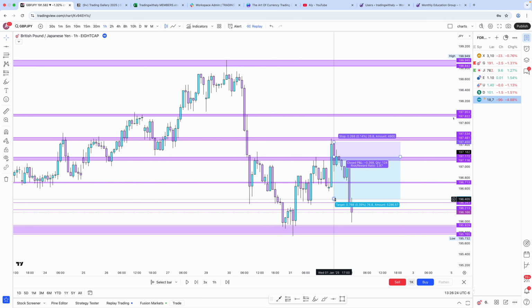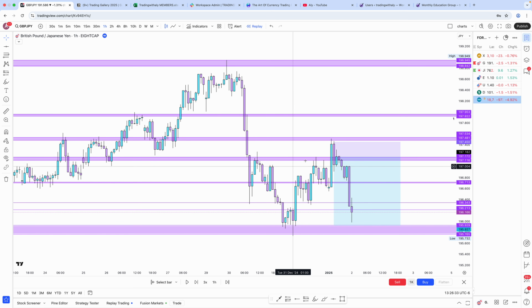Essentially, this would be TP1, TP2, 3, and 4. So we want to make sure that all these prices end up breaking. Let's just see. It looks like, I don't think it's going to come up here. I think it's ready to go. Let's just see.